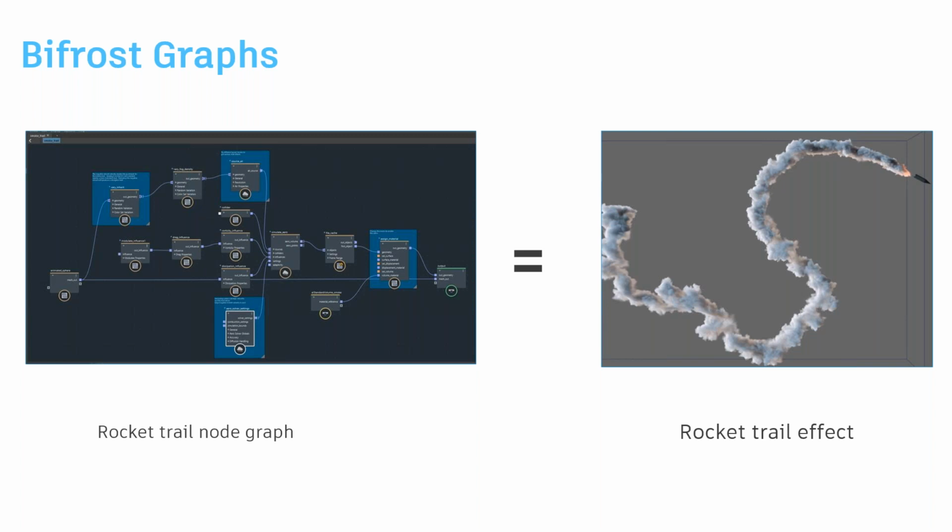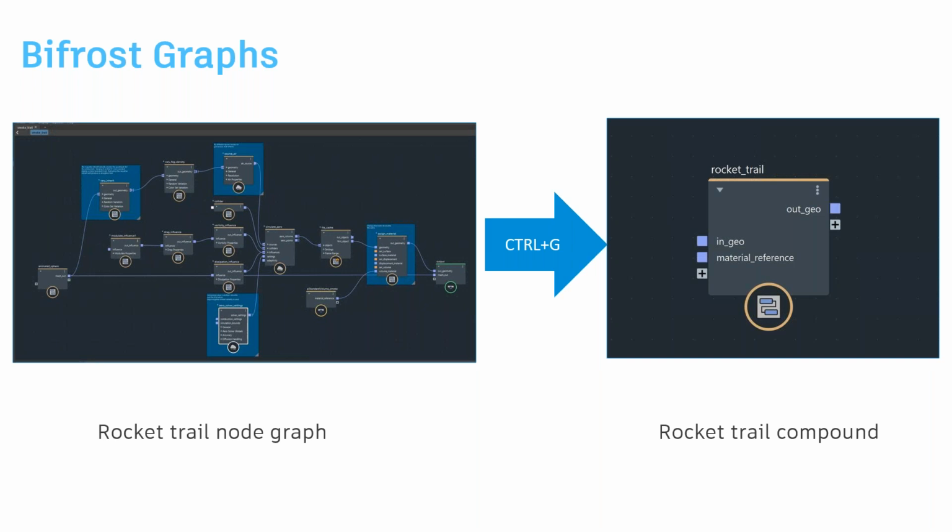For instance, what you're seeing on the left of your screen is a rocket trail node graph that enables you to build a volume effect like you see on the right side. Again, these graphs that you build inside of Bifrost can be easily converted and condensed into a compound that can be shared with other artists across your studio.